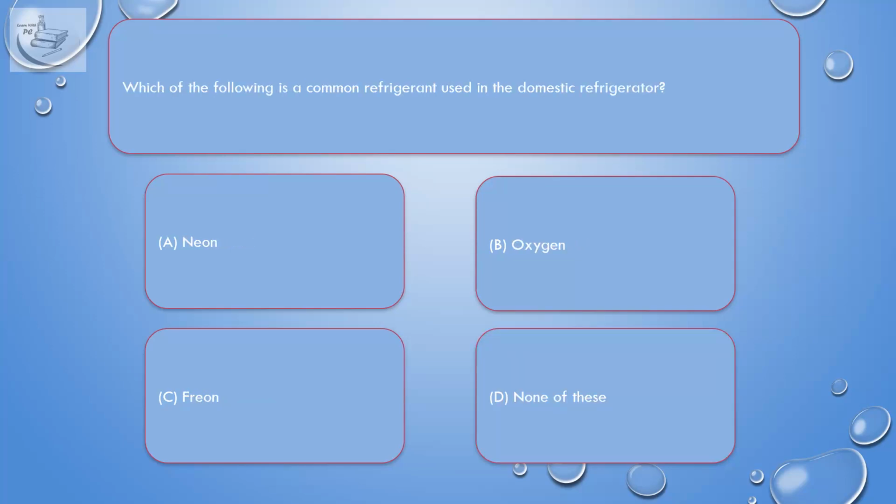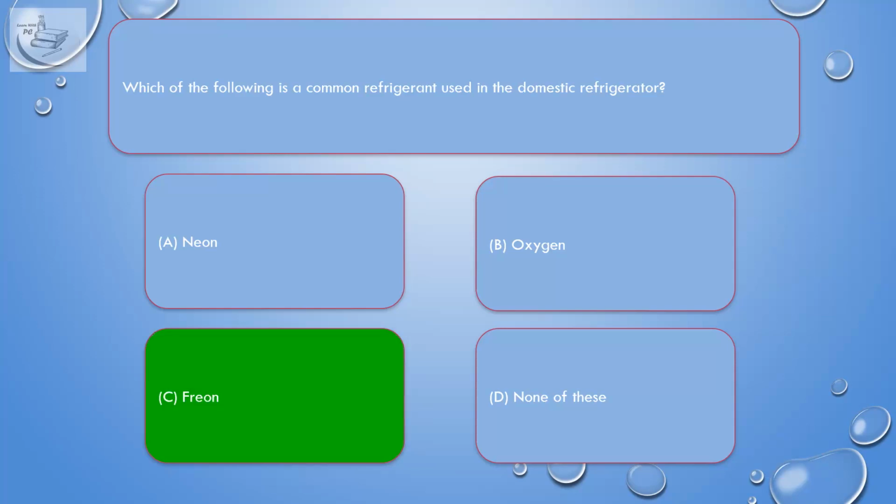Question: Which of the following is a common refrigerant used in the domestic refrigerator? A. Neon, B. Oxygen, C. Freon, D. None of these. Correct answer is C. Freon.